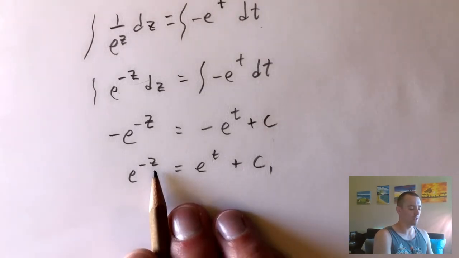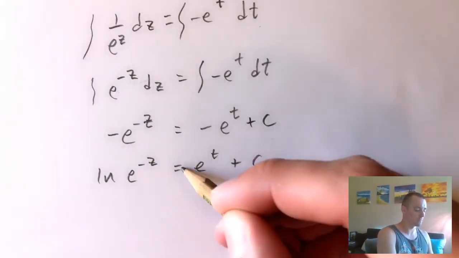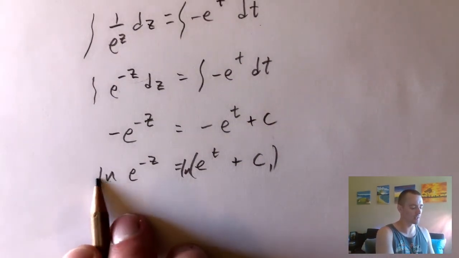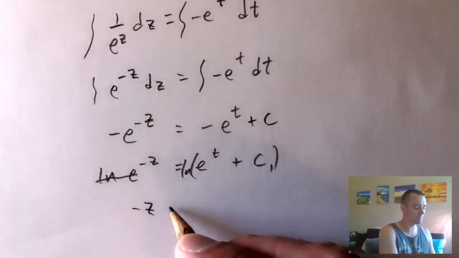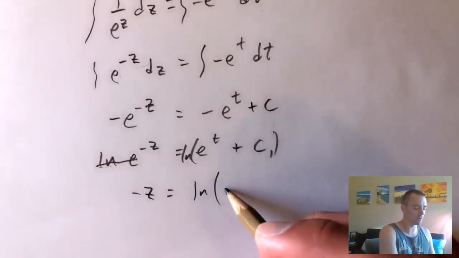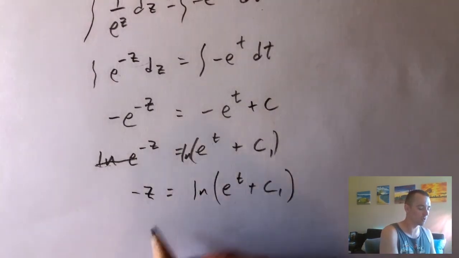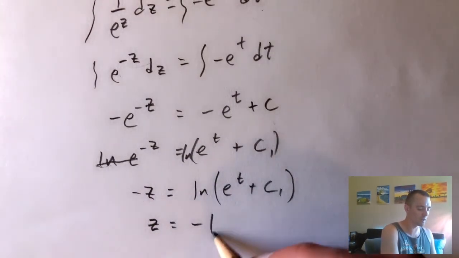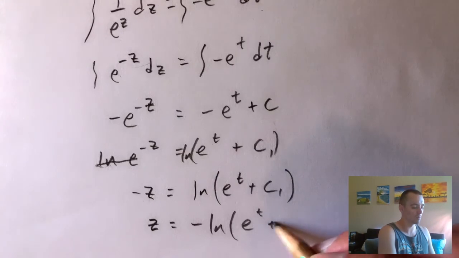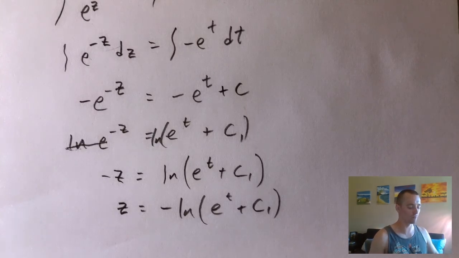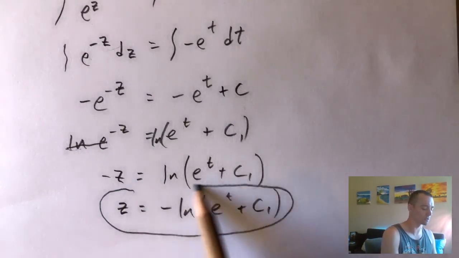Then to get the z out of the exponent, what we want to do is take the natural log of both sides. When we do that, this natural log is going to cancel with the e, and we're just going to get negative z equals the natural log of e to the t plus our unknown constant that we have here. And then we can again multiply both sides by -1, getting z equals negative natural log of e to the t plus our unknown constant, all within the natural log there. And now, since we have gotten z all by itself, we don't have an initial condition here, so we're not going to be able to solve for our unknown constant. This is just going to be our final solution here.